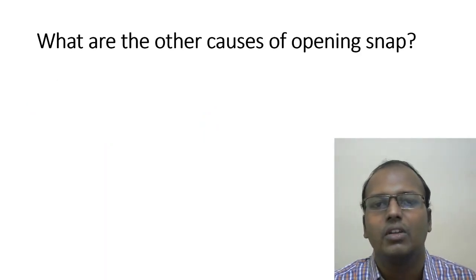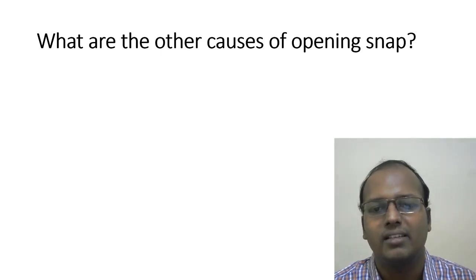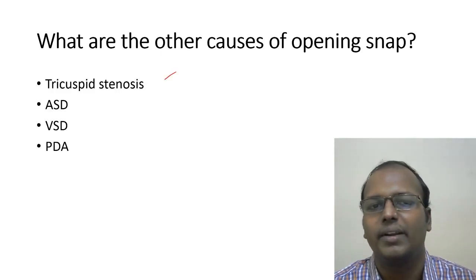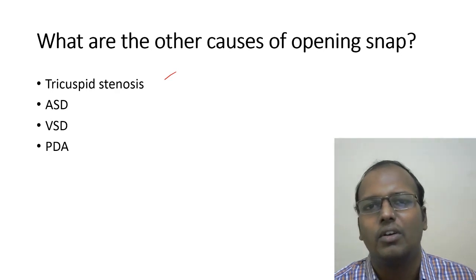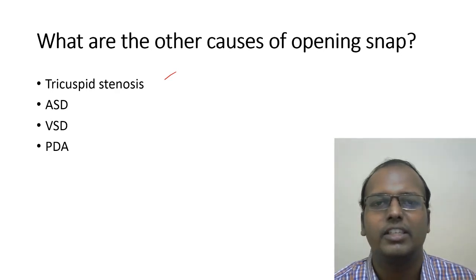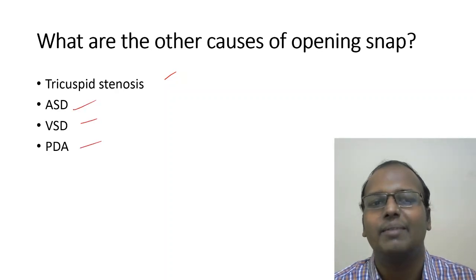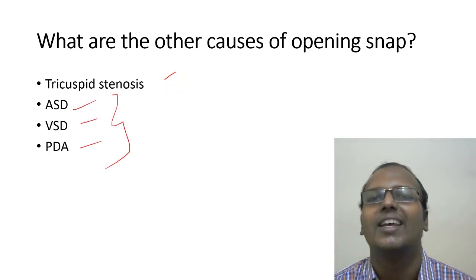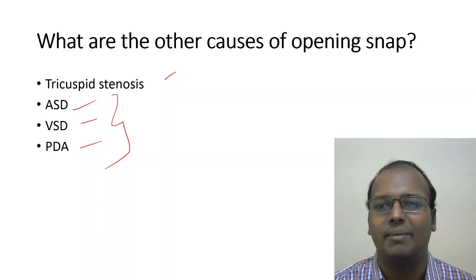So what are the other causes of opening snap? Is there any other cause? Yes, even tricuspid stenosis can cause an opening snap. It is the same, ditto. From the left side, it is mitral stenosis with an opening snap; on the right side, it is tricuspid stenosis. Even ASD, VSD and PDA, these hyperdynamic circulatory states, can also cause an opening snap.